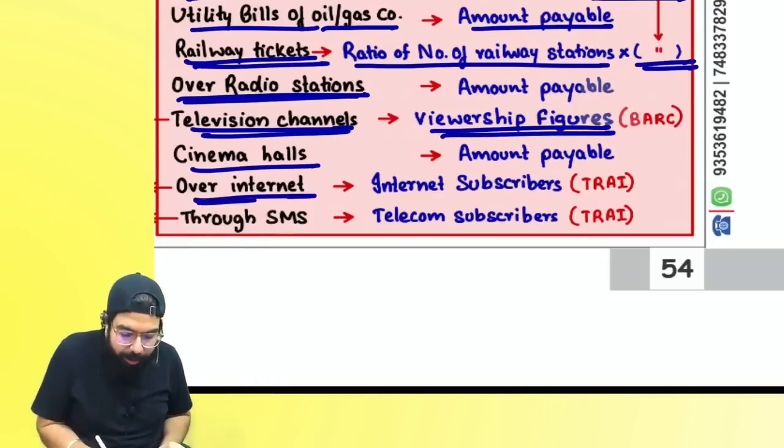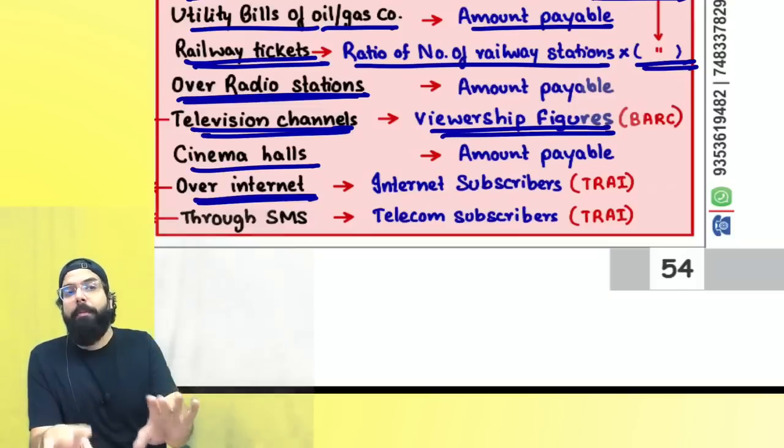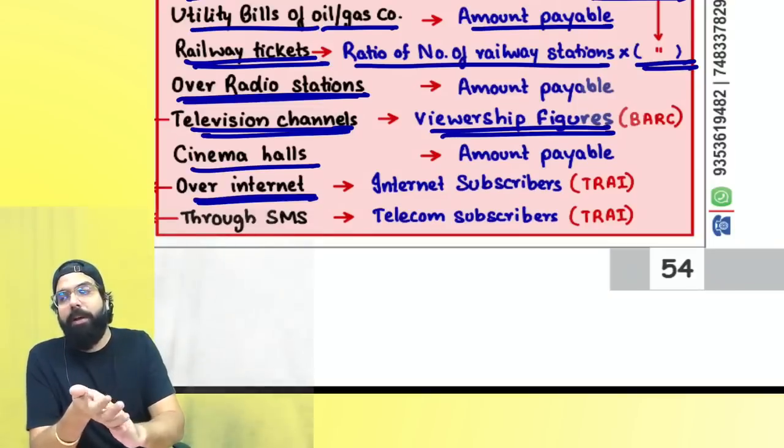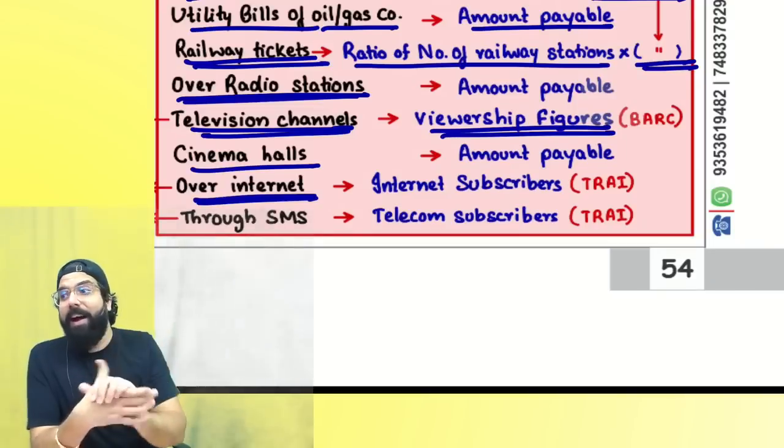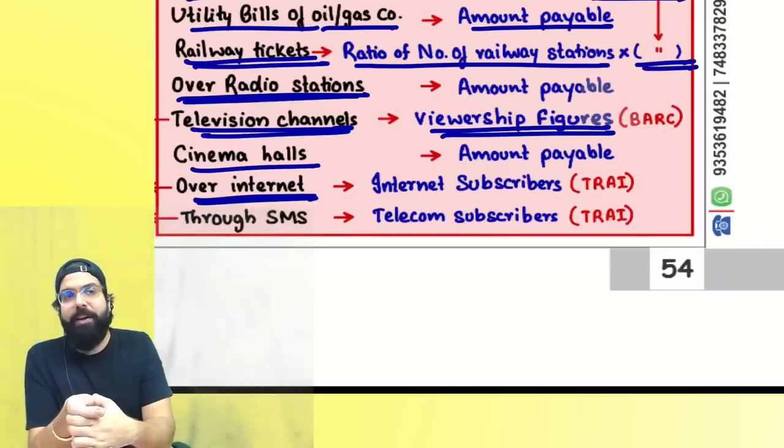If the government has told me to do advertisement over the internet, always remember, in the case of the internet, it is deemed to be supplied across India, and the value apportionment will be done on the basis of internet subscribers, which are given by the Telecom Regulatory Authority of India, TRAI.